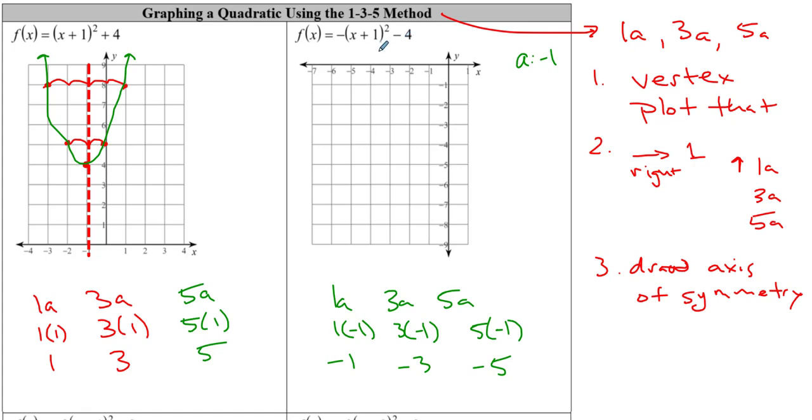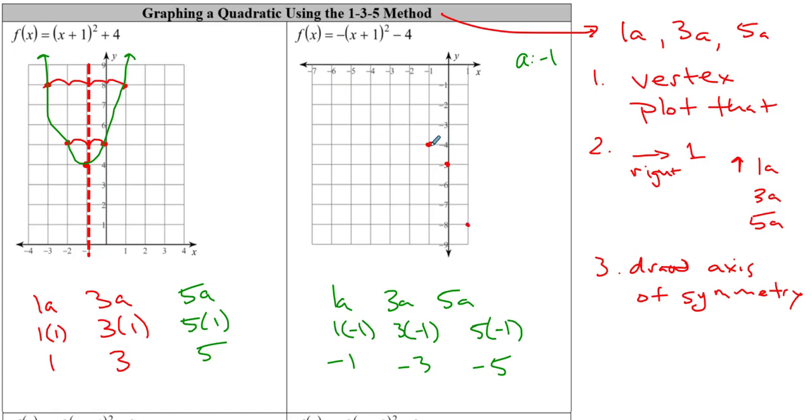So let's plot that vertex. So our vertex is -1, comma, -4. And then I'm going to go to the right one, and then I'm going to use my 1A, which is -1. So it's telling me to go down. Then I'm going to go to the right one, and I'm going to use my 3A, which is telling me to go down 3. 1, 2, 3.